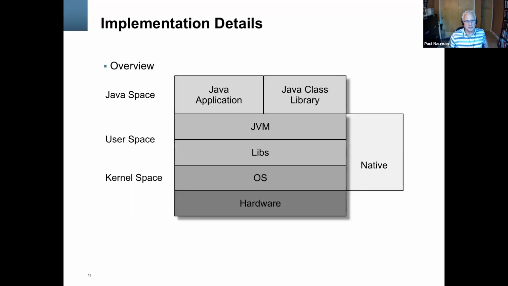So breaking this down a little bit further from the model that we had earlier, the Java application and Java class library, once again, are in, quote, Java space. They're expressed in Java. The JVM is a native program which, with the assistance of several libraries, runs on the hardware with the assistance of the operating system. Those three components, the JVM, the libraries, and the operating system, are all in native space, if you will, in that they're expressed in the native instructions of the platform on which we're running. And then, of course, there's the hardware which runs this whole thing.